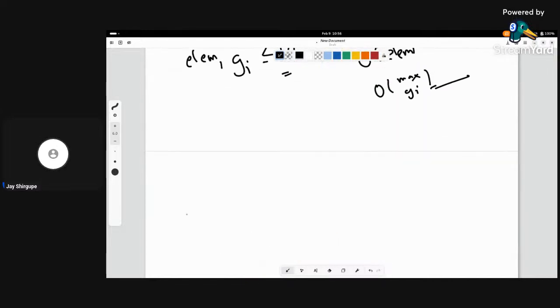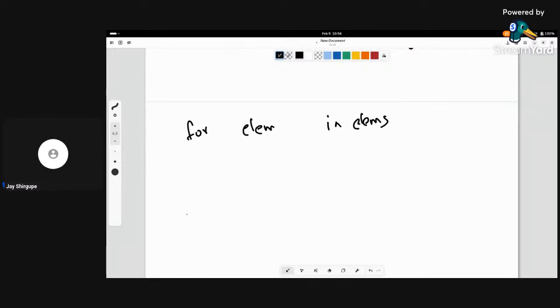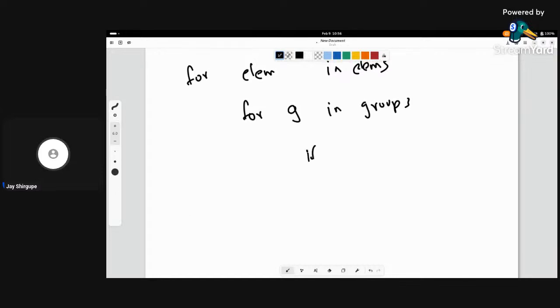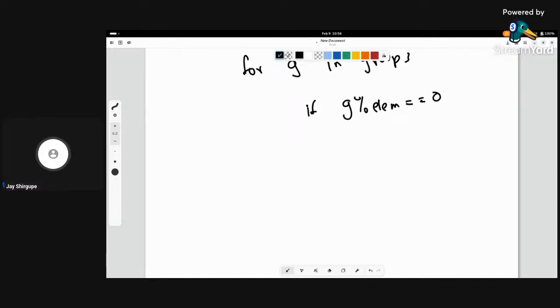Now, what that would look like is basically you iterate over all elements, then you iterate over all groups, and say if the group size modulo element is equal to 0, that is, this element divides this group, and the group is not assigned, then what you do is assign the element to the group.